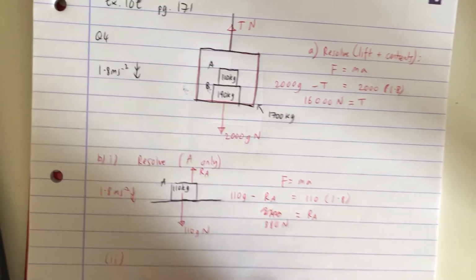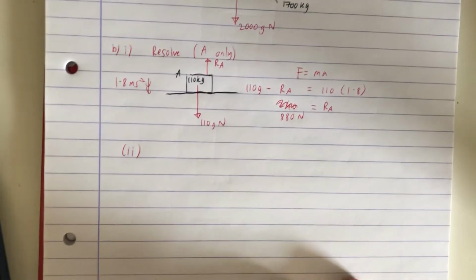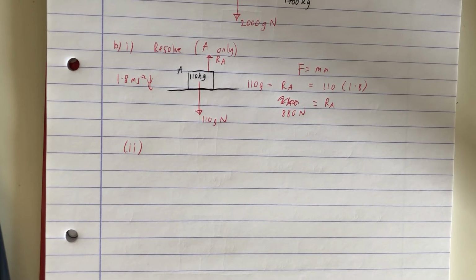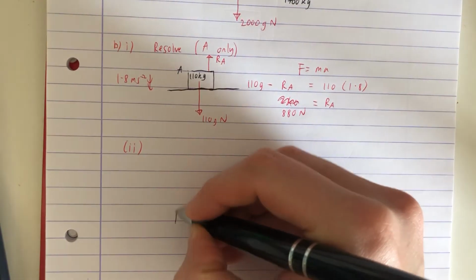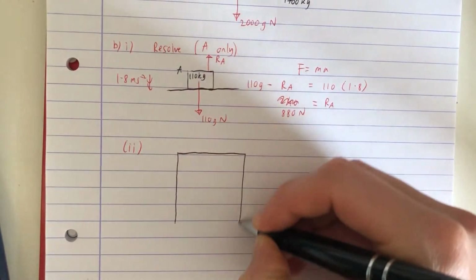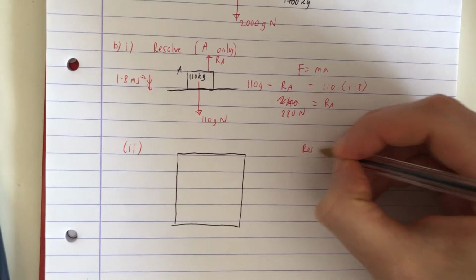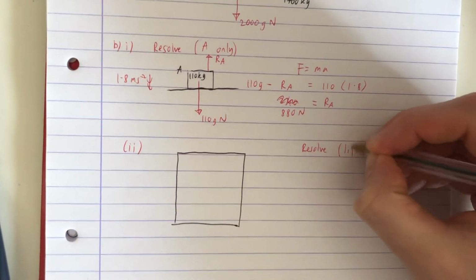Part 2, the hardest part. So this time you want to work out the force exerted by box B on the floor of the lift, or on the lift. So there's two ways to do this, both give exactly the same answer. So the first thing is just consider the lift. So we're going to resolve the lift only.